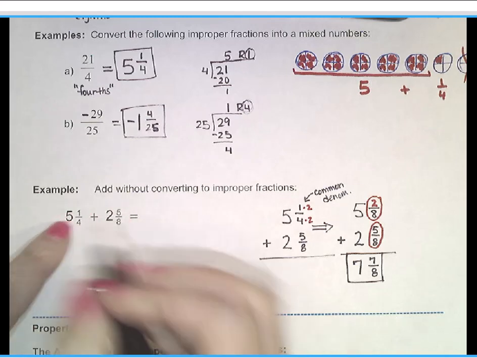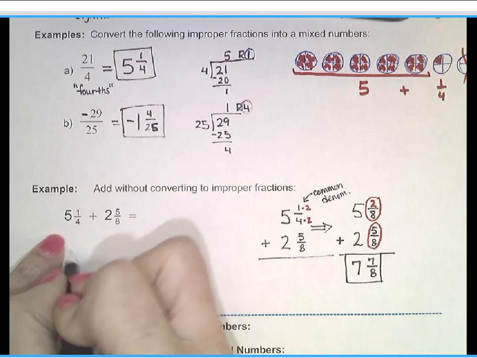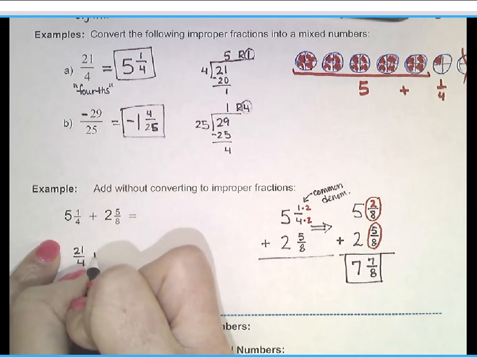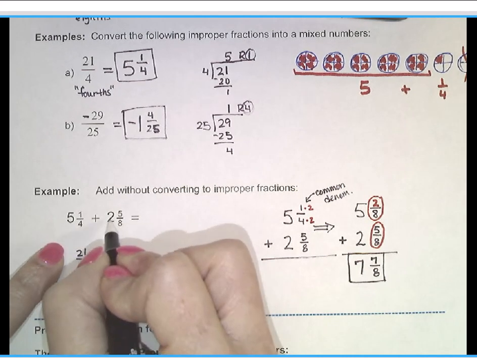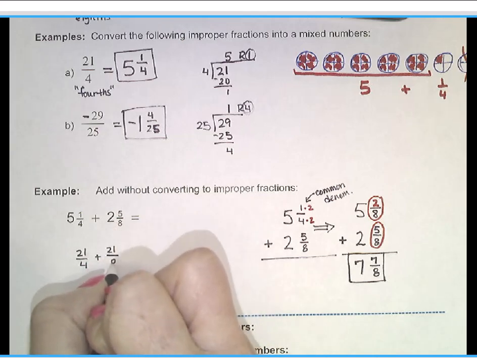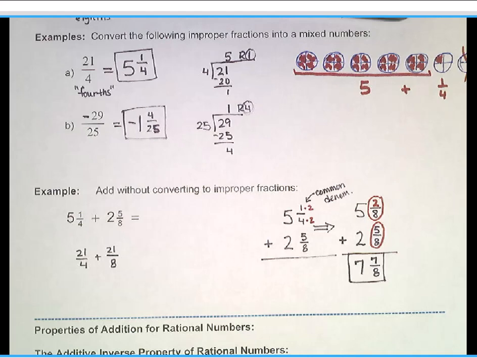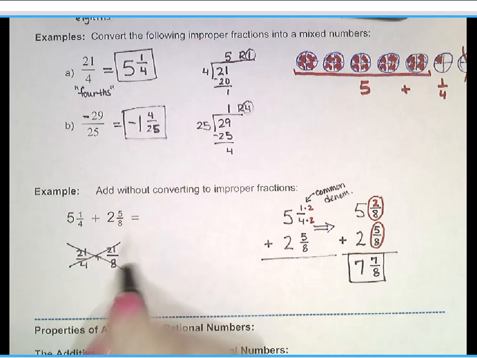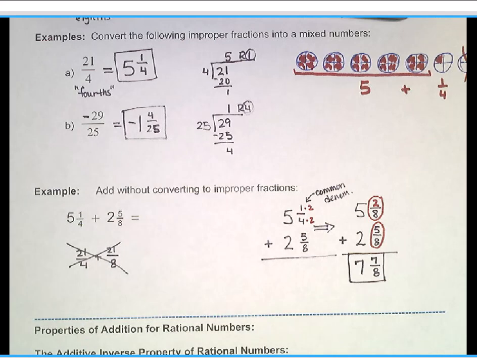If you converted these, you'd be looking at 21/4 plus, what's that, 16, 17, 18, 19, 20, 21/8. And then you'd have to get a common denominator, and you see how big the numbers would get, and then I'm adding these huge numbers, and then I'd have to go and divide to make it a mixed number again. It's like, this is just not the way to go. You don't want to translate it out of mixed numbers and then go back into mixed numbers.